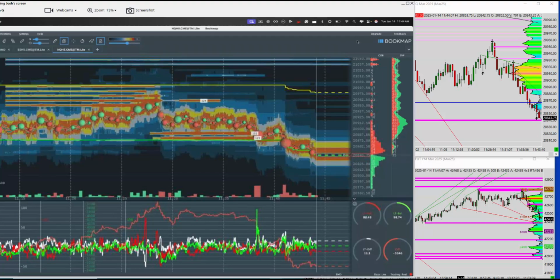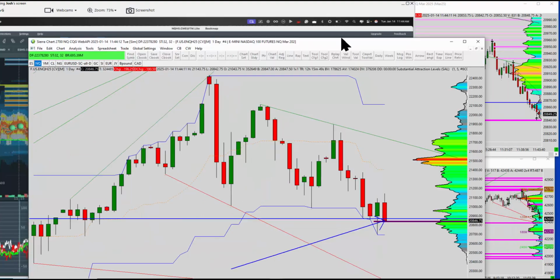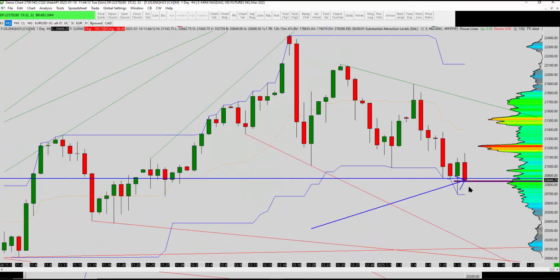And now we have some heavy volume showing up. Hopefully this will hold it. Very heavy volume I see on the daily showed up now.